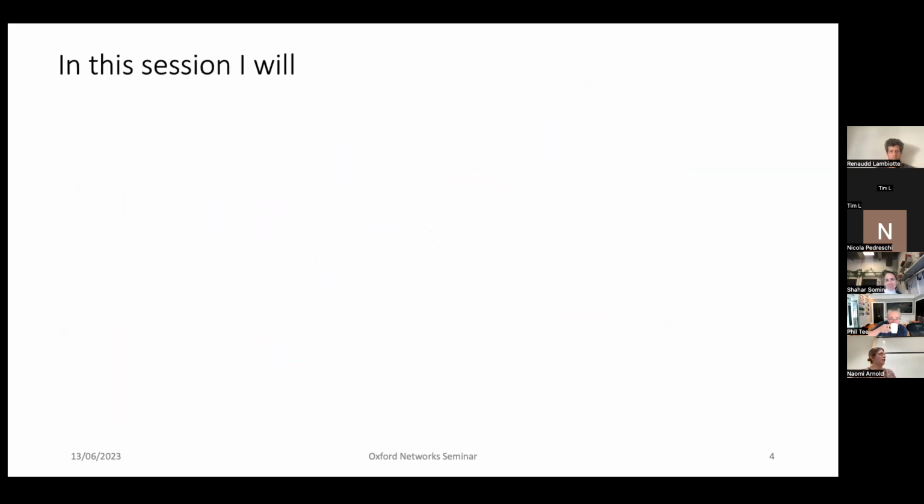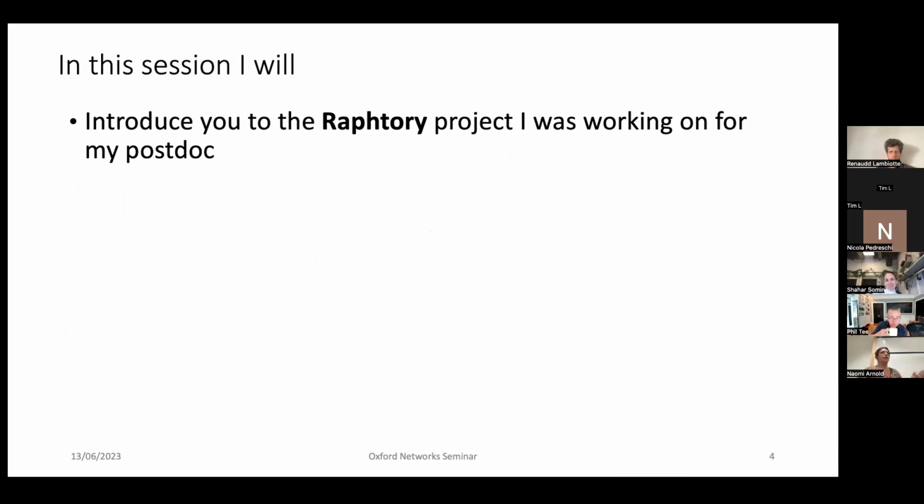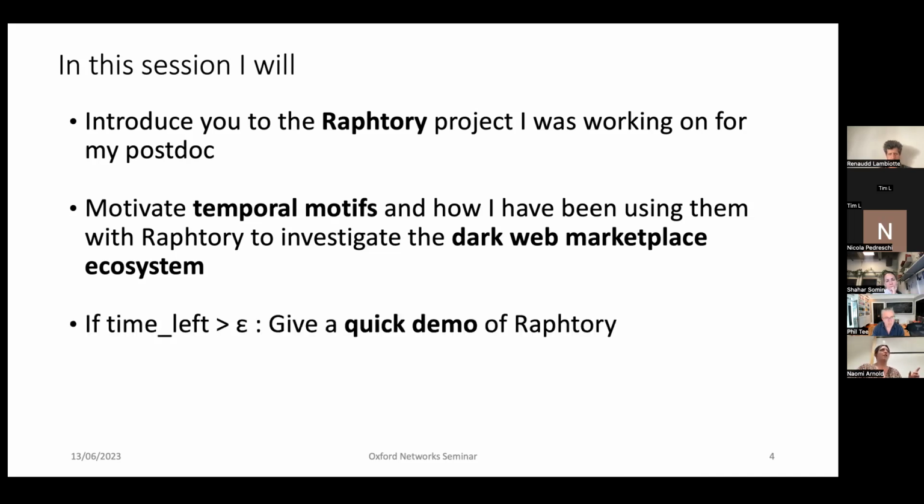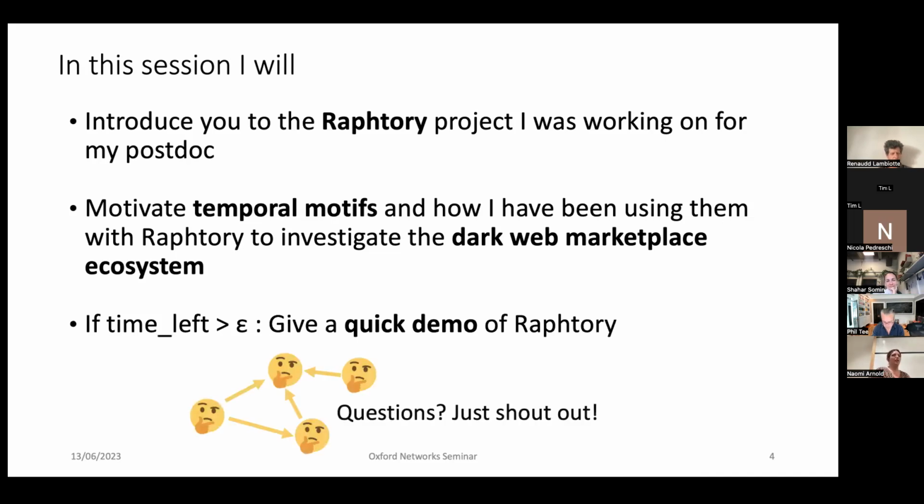So in this session, we're going to firstly introduce a little bit about the Raphtory project as a backdrop of why temporal networks are perhaps interesting. And then talk about my project that I was doing in the postdoc, and still a bit now, on how we were using temporal motifs in dark web marketplaces. And if there's a significant amount of time left, I might show you a quick demo of how Raphtory works, but that's not super important because there are some notebooks online for that.